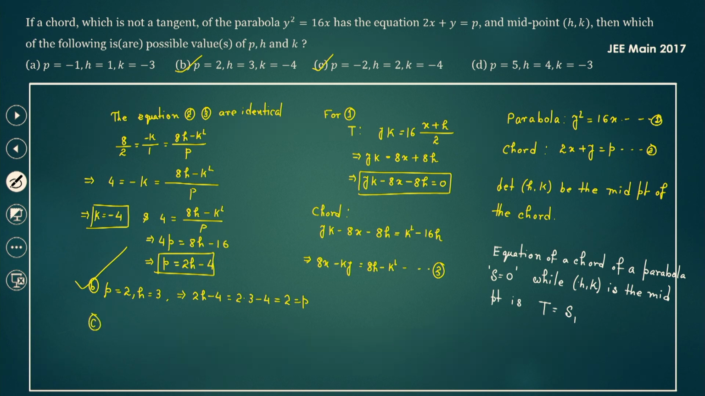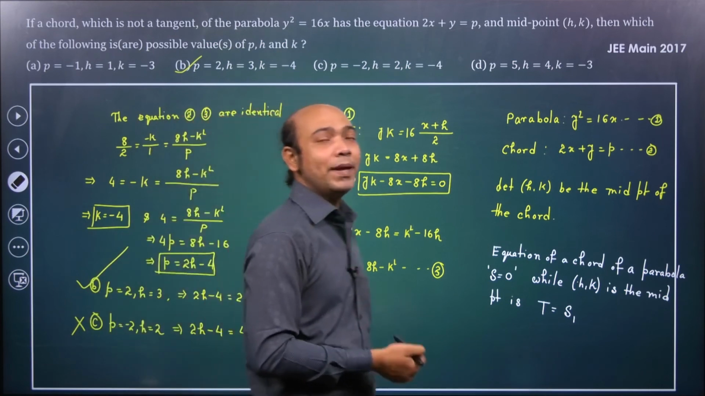If I check option C, here it's given that p minus 2h is equal to 2. That implies that 2h minus 4 minus 2h, so therefore minus 4, is not equal to 2. So therefore option C is not the possible answer. So for this case, obviously you understand that option B is the right choice.